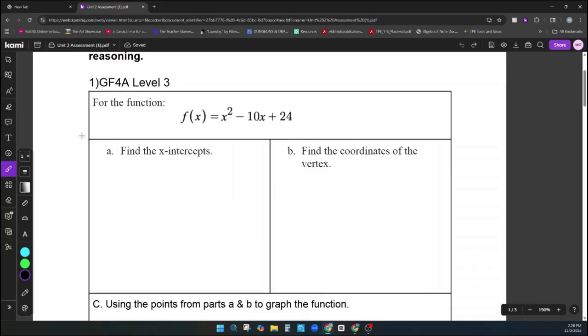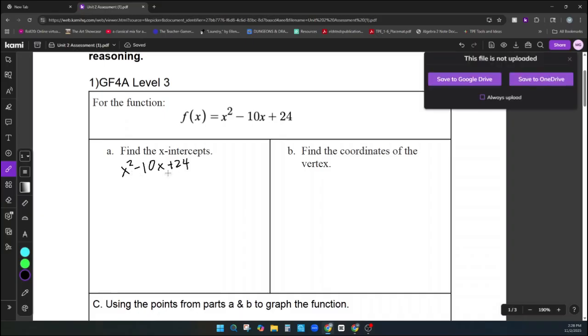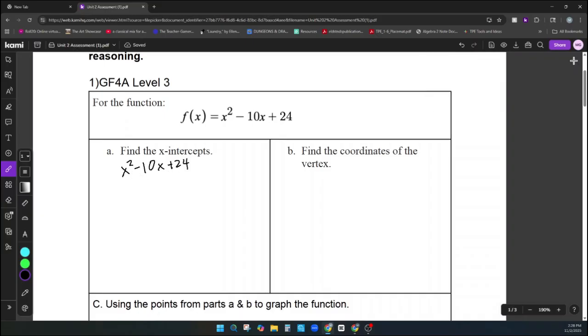So in order to do that, I'm going to go ahead and rewrite our function here, that being x squared minus 10x plus 24. And in order to find the x-intercepts, I must change this equation from standard form into factored form. Factored form is the form of the equation that gives us our x-intercept. So I'm going to go ahead and start my box over here. Now, we learned two box methods. One of them was factoring, one was completing the square.